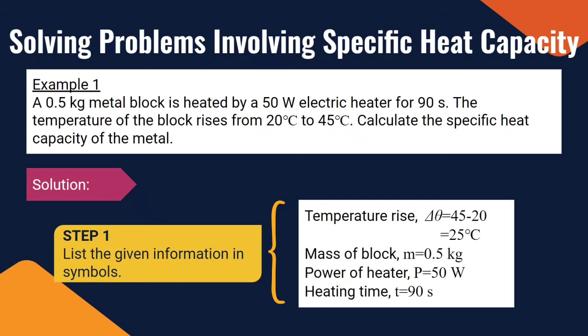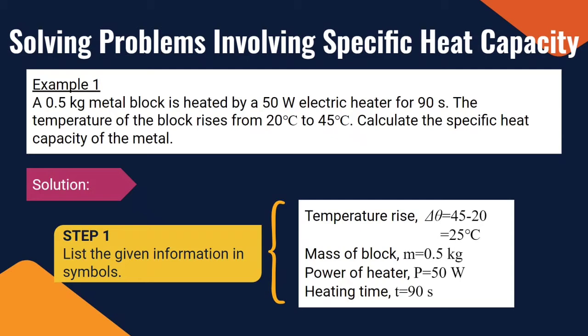Solving problem involving specific heat capacity. Example 1. A 0.5 kg metal block is heated by a 15-volt electric heater for 90 seconds. The temperature of the block ranges from 20 degrees Celsius to 45 degrees Celsius. Calculate the specific heat capacity of the metal.